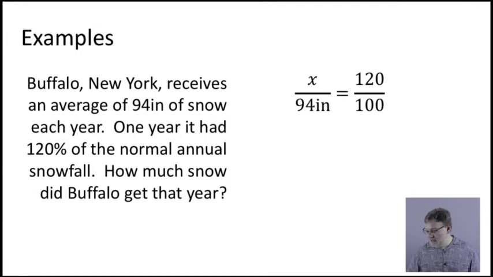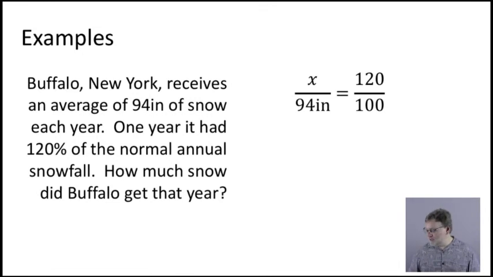But let's figure out whether or not it's our base or our amount which is missing here. This is 120% of what? Well, it's 120% of the average normal snowfall for Buffalo, New York. And we know what that is. That's 94 inches, so 94 inches is our base. And it's the amount that is unknown here. So we should get an answer here that's above 94 inches, because we know that the amount should be bigger than the base because the percent is over 100%.